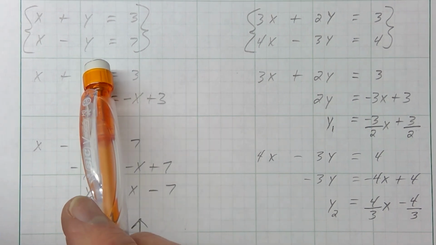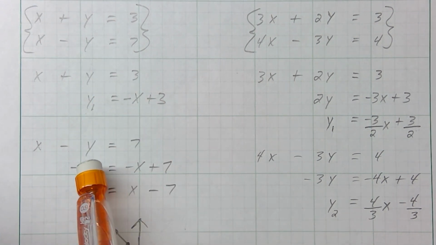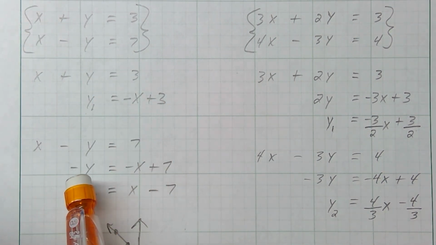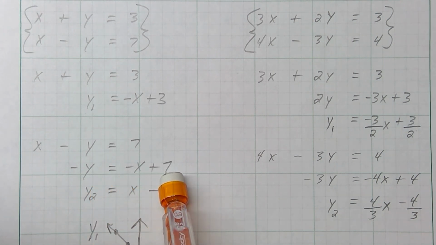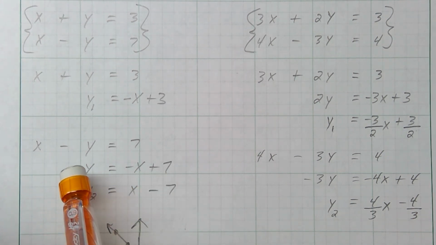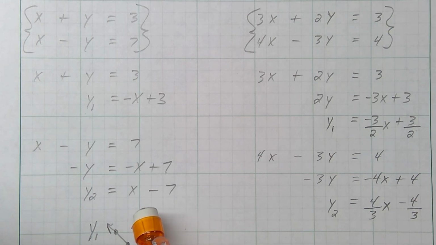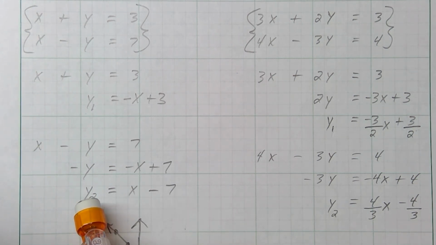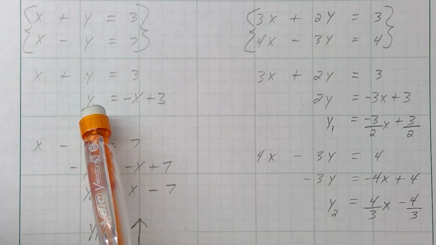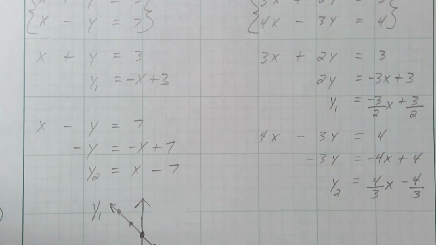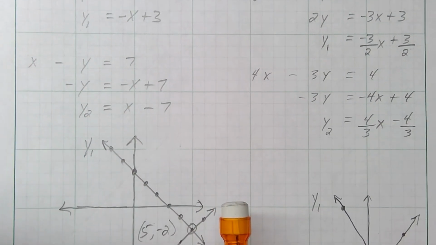Now do the same thing to the second equation. All right, I'm going to minus x, so I have negative y equals negative x plus 7. And then I'm going to divide by negative 1 all the way through, which gives me this equation here, which I call y2, my second equation. All right, so I want to graph y1 and I want to graph y2. And let's just do it by hand here.